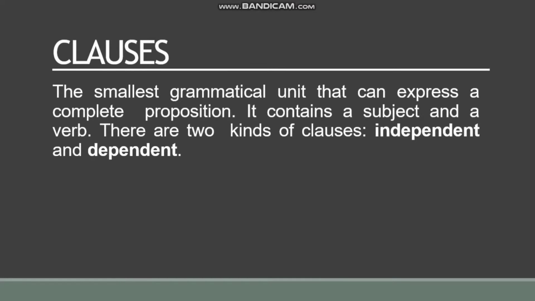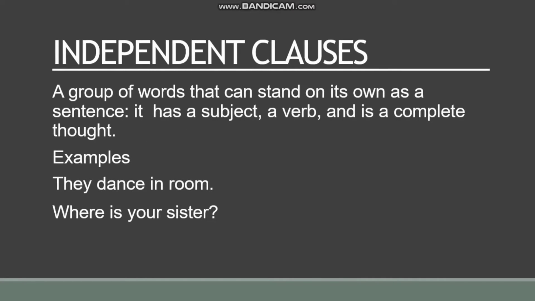So there are two kinds of clauses. First of all, we will discuss the independent clause. It is a group of words that can stand on its own as a sentence. It has a subject, a verb, and it's a complete thought. So we can say independent clauses are just like sentences because they have complete thoughts. It gives us complete meaning and a complete idea. For example, "They dance in the room" and "Where is your sister?" Both sentences give us a complete idea or complete thought.